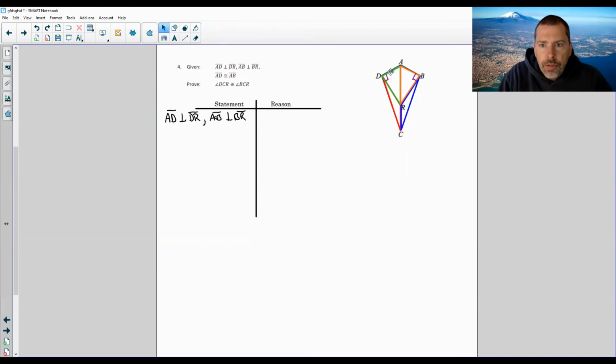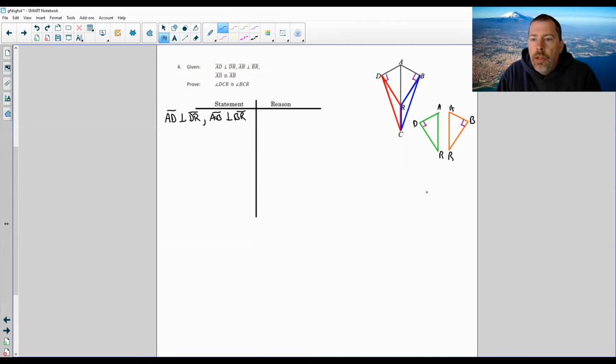So we're talking about this triangle and this triangle. And as I stated, they are right angles. This is A. Let's do it in black. This is A. This is A. This is B. This is R. R. D. Okay, so there's the two right angles pulled out of the diagram.